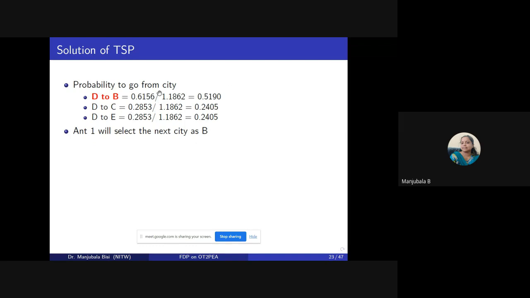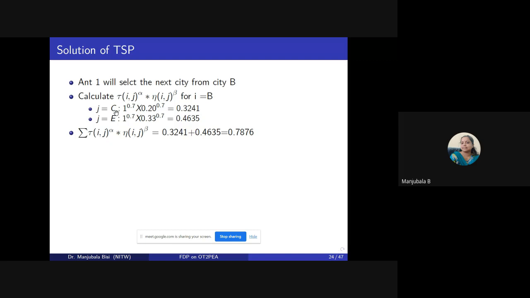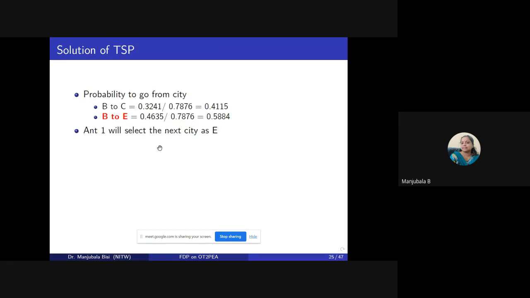If you see, the probability from D to B is higher, that is 0.51. So the ant 1 moved from the city A to city D, then from city D to city B it is moving. Again from B, there are 2 other cities, C, E. Again you calculate those values, find the sum of these values, and follow the same procedure. So the probability to go from city B to C is 0.41, B to E is 0.58. Again this probability is higher, so the ant 1 will select the next city as E. So A to D, D to B, B to E.